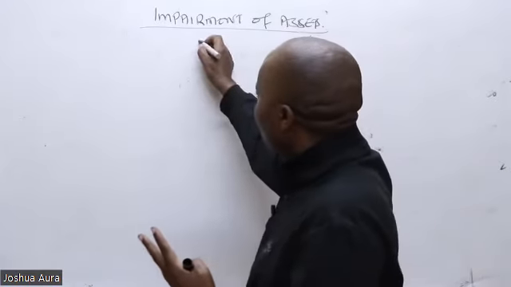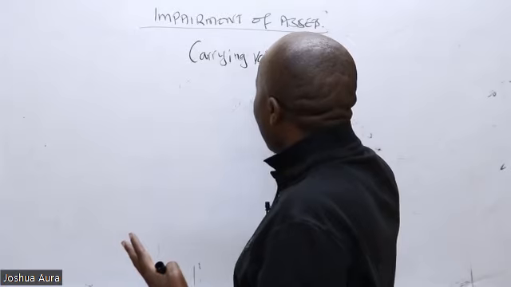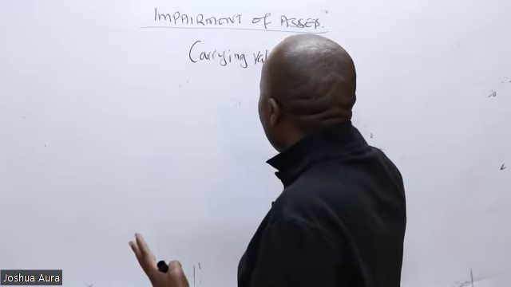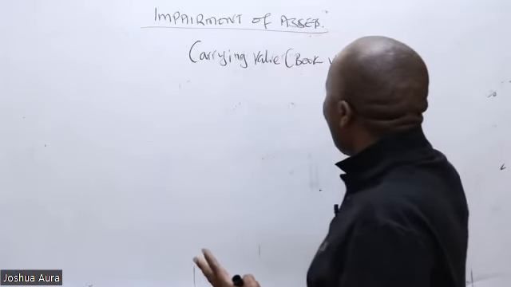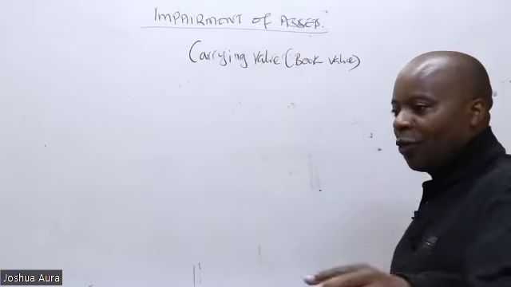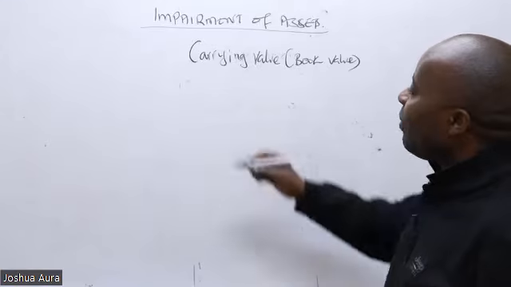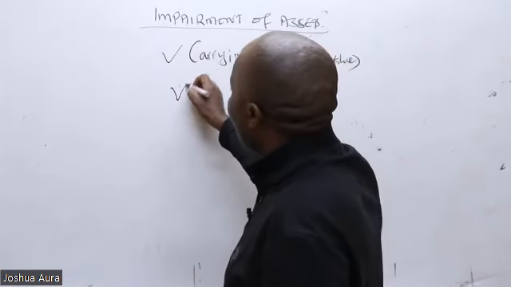We have what we call carrying value. This is the book value, or the net book value. The value at which we are carrying our cameras in our books. Of course, it will be the cost minus accumulated depreciation. Number two, we have what we call value in use.